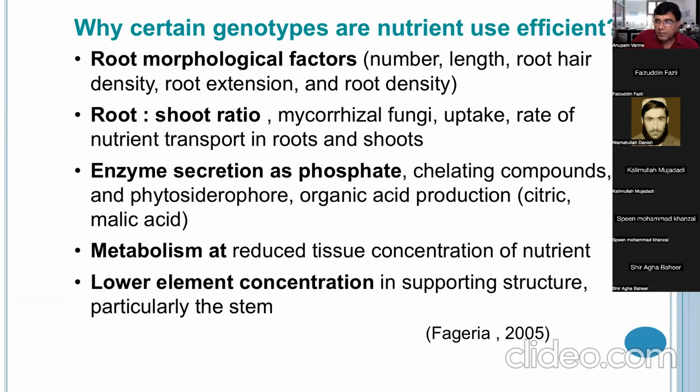So these change and improve the rhizospheric environment, which increases the availability of the nutrient as well as uptake of the nutrients. Metabolism is at reduced tissue concentration of nutrient, and lower element concentration in supporting structure, particularly the stem. So what it means is, whatever little they get, they make best use of it. Even at lower concentration of certain nutrient, they will not suffer from the deficiency. They have some internal mechanism, so that they become nutrient use efficient.